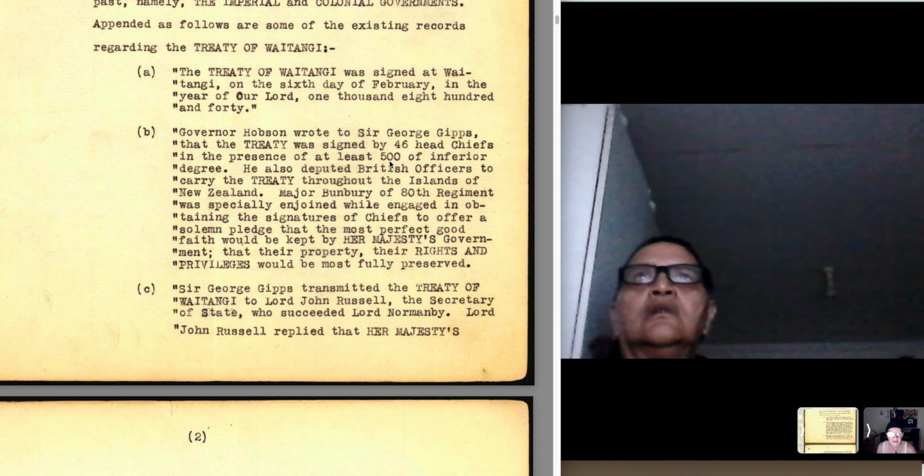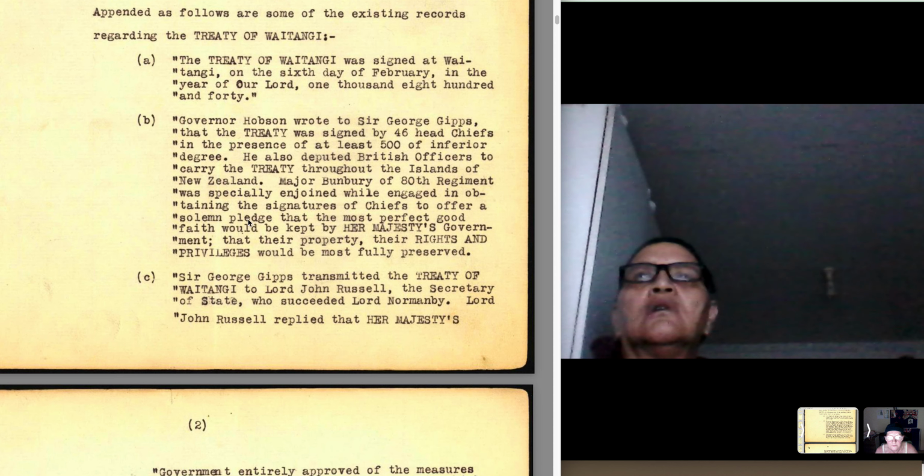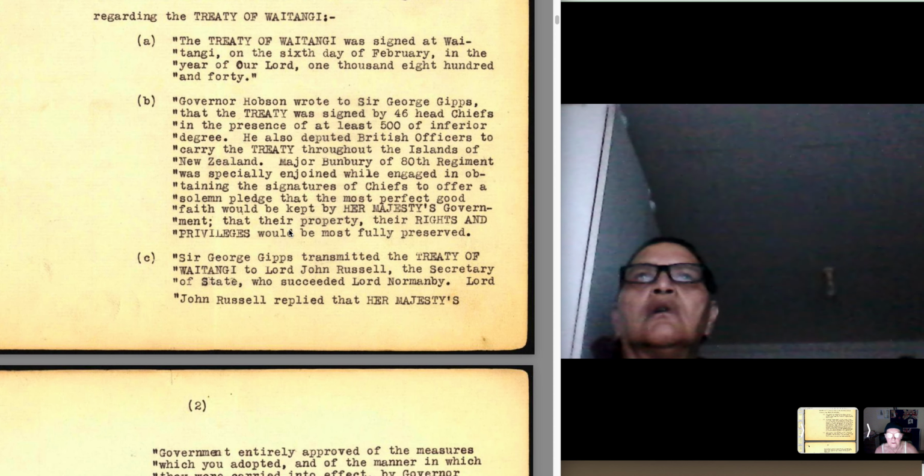They didn't have it. So it says here that they were observers in the presence of. So they were simply observers throughout the islands adjoining the signatures. Hang on, it says here, look here. The solemn pledge that the most perfect good faith would be kept by Her Majesty's government, that their property and their rights and privileges would be most fully preserved.